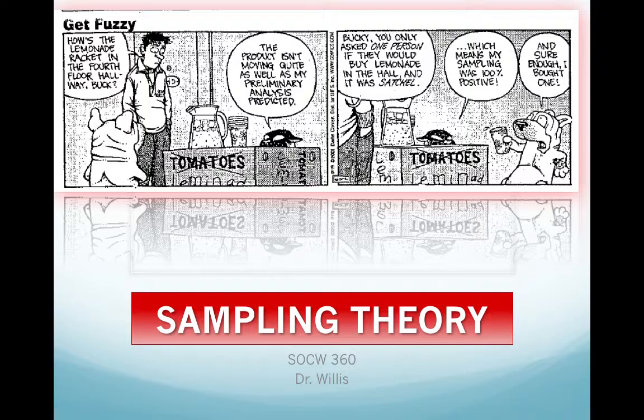In quantitative research methods, the sampling process occurs before any data are analyzed. The comic on this slide illustrates, in a humorous way, the challenges and importance of sampling. In the comic, Buck concludes that he had 100% satisfaction of his lemonade product. The humorous part of this is that he only had one participant in his sample doing the sampling of his lemonade. Generally, in quantitative methods, larger samples are desired.